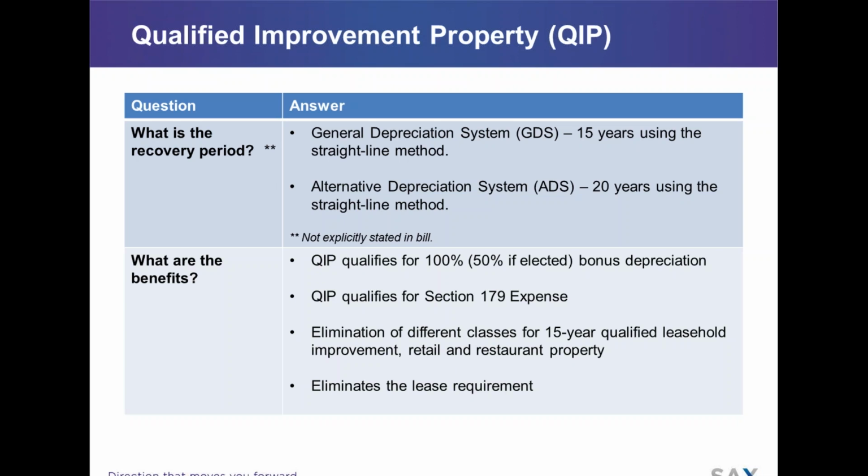So what are the benefits? If the IRS does come back and say it is 15 years, then we can use bonus depreciation, either 100% or 50% if you elect to do 50%. It also qualifies for Section 179. Other benefits were before, in the old law, we had 3 different classifications of improvement property. Now it's all just one. The prior ones were qualified leasehold improvement, retail, and restaurant property. It also eliminated the lease requirement for the qualified leasehold improvement. So that's another benefit from this new law.